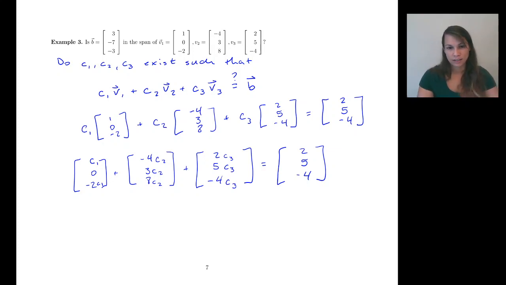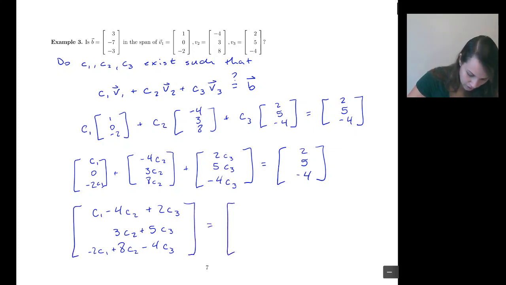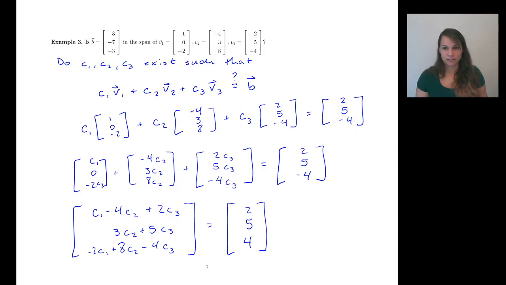Now let's use some vector addition. Let's add those vectors together. So now it looks like C1 minus 4C2 plus 2C3, 3C2 plus 5C3, negative 2C1 plus 8C2 minus 4C3 on the left, and that has to be equal to the vector 2, 5, -4. I'm like, okay, Gracie, this is maybe better, I guess. Going to do one more thing.